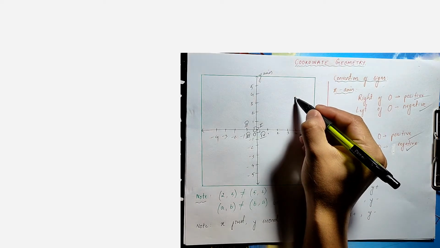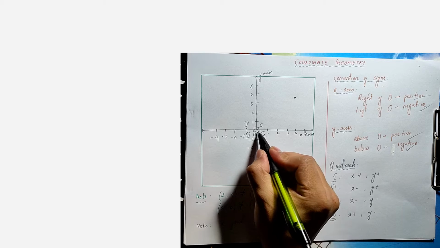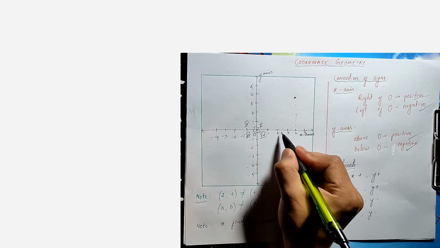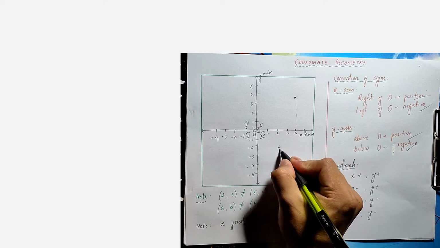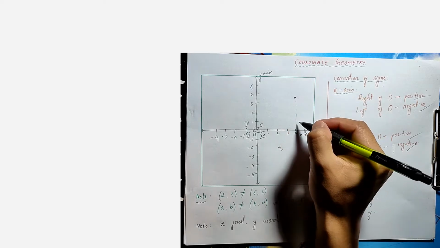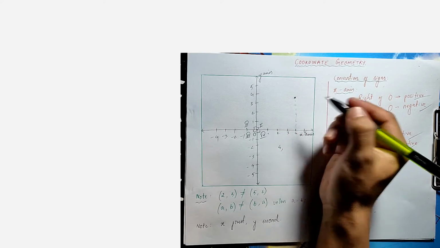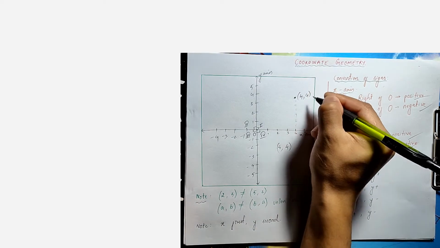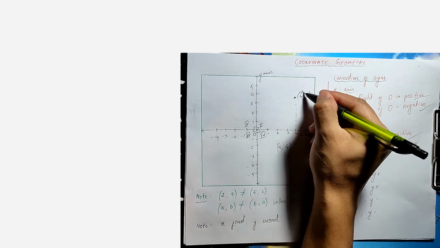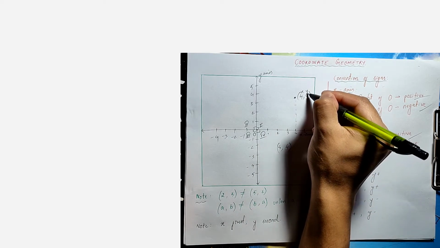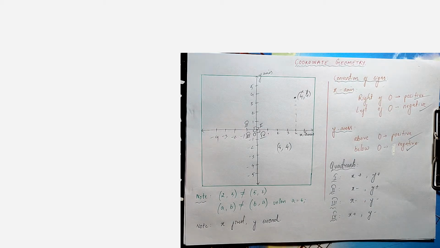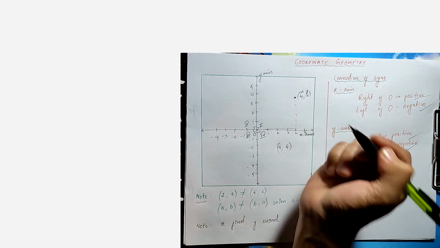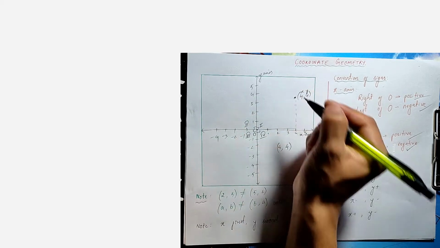Now let us try to exactly pinpoint this point. First of all we move along the x-axis. If you move along the x-axis, you can see that you have to move 1, 2, 3, 4 steps. So 4 comma, now along the y-axis you have to move 1, 2, 3, 4. So 4 comma 4. Now the coordinate of this point will be 4 comma 4. That means along the x-axis 4 and along the y-axis also 4. It is to be noted that we first move along the x-axis and then the y-axis. We cannot move along the y-axis first and then the x-axis.